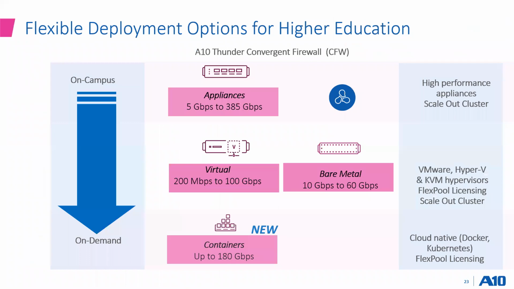So the firewall has a number of different options. Whether you're on campus or on demand, you may need a different type of appliance. We have physical appliances as well as virtual, bare metal, and containers if you're looking for cloud native or edge deployments. Some of our key features include scale-out cluster and flexible licensing, which provides a lot of flexibility for managing very uncertain times and where and how you have to deploy network services.